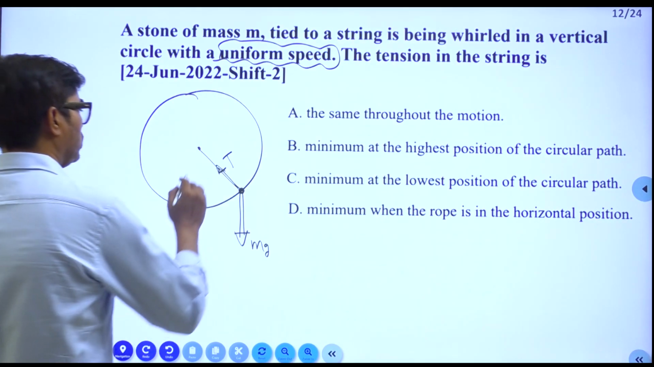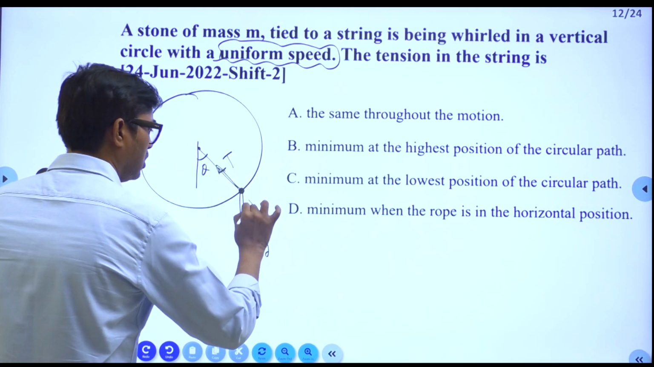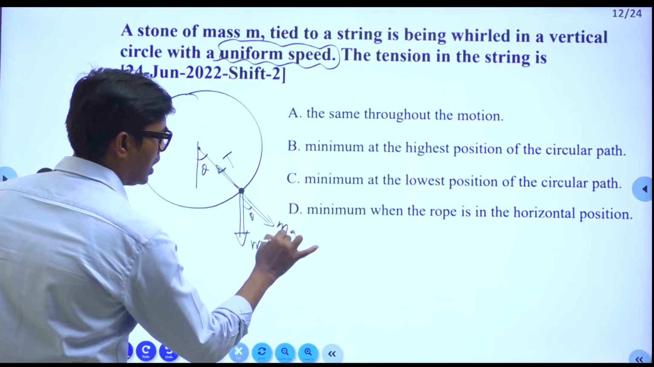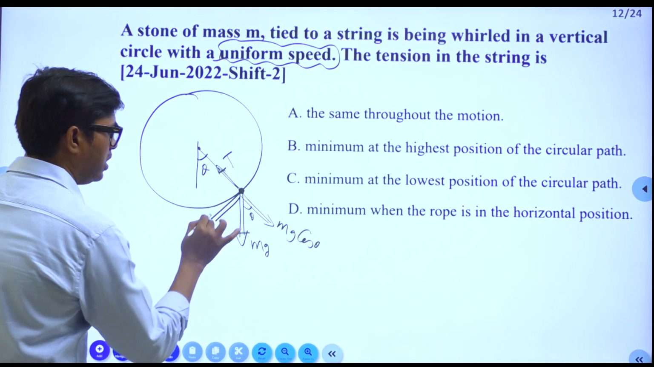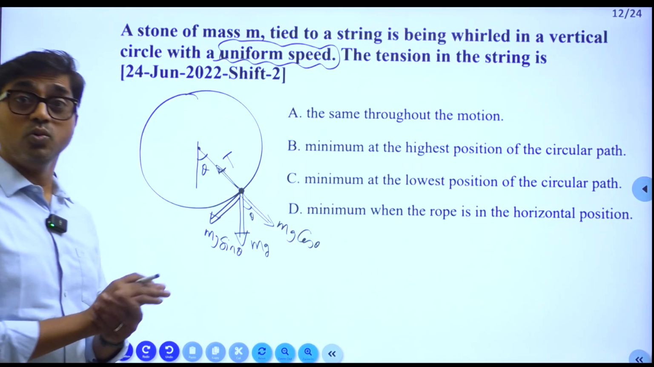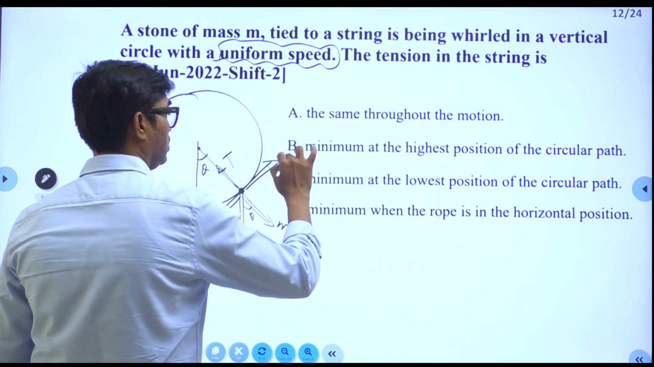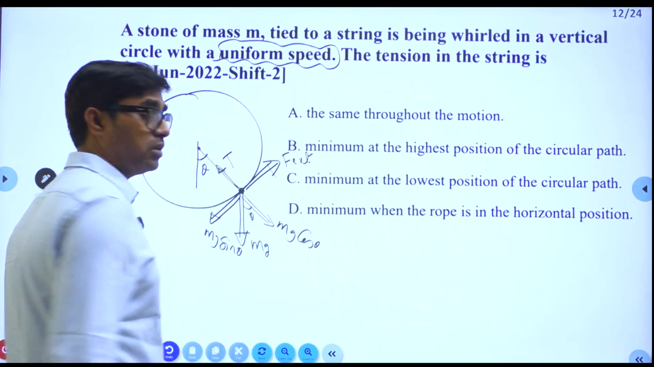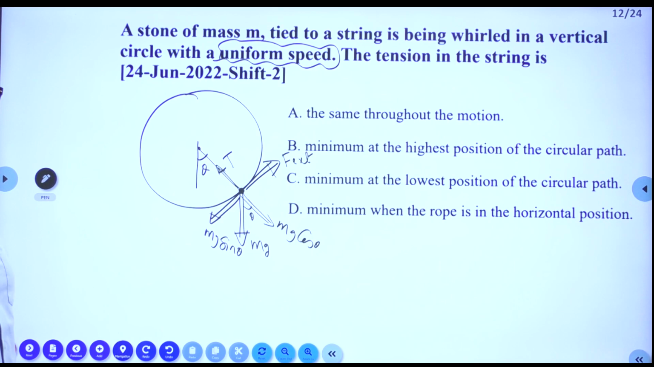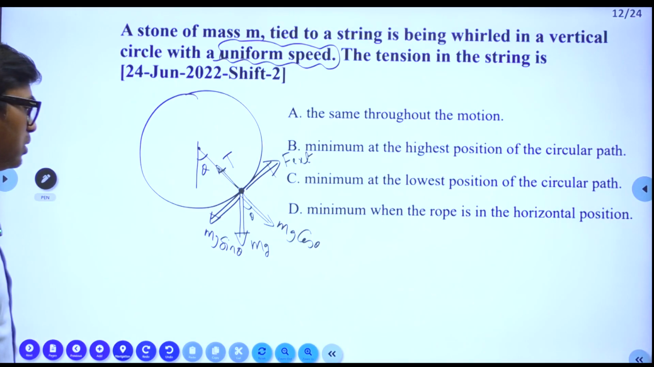Suppose, let's say this angle is theta. You can resolve mg. You will have mg cos theta in this direction, and mg sin theta in this direction. Now mg sin theta, who is balancing? We don't know, some external force has to be there. Tension can balance, adjust, but that component it cannot balance. So there must be some external force, at least tangentially, if not radially.